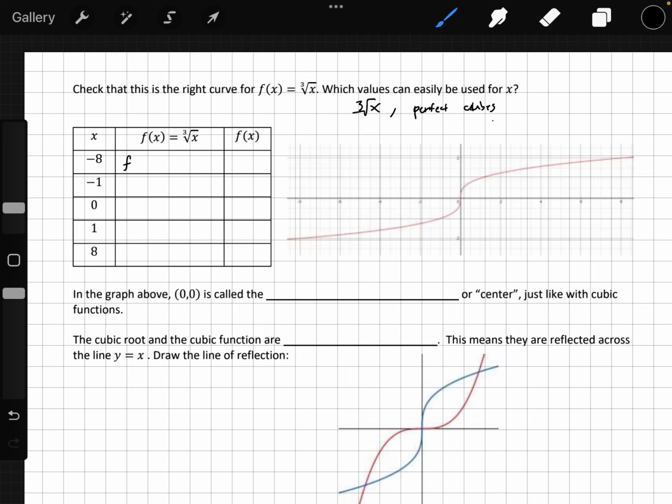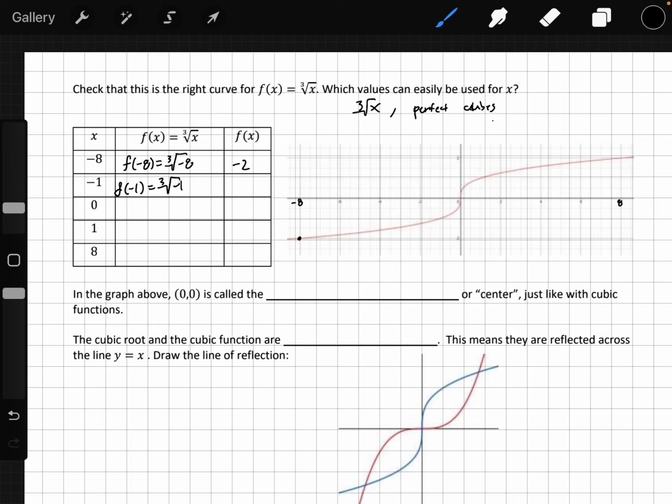So for example, 8 is a perfect cube, so when we do f of x, when x is equal to negative 8, we get the cube root of negative 8, which is negative 2. It's hard to see the numbers, but this is 8. So at negative 8, we can plot this point at negative 2.